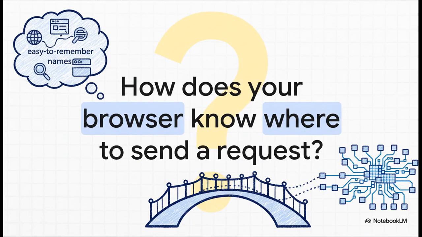And right away we hit our first little problem. We use these easy-to-remember names for websites, but the internet itself is a world of numbers. The computers out there, they have no idea what filesource.com means. They need a numerical IP address. So, how do we get from a name to a number?